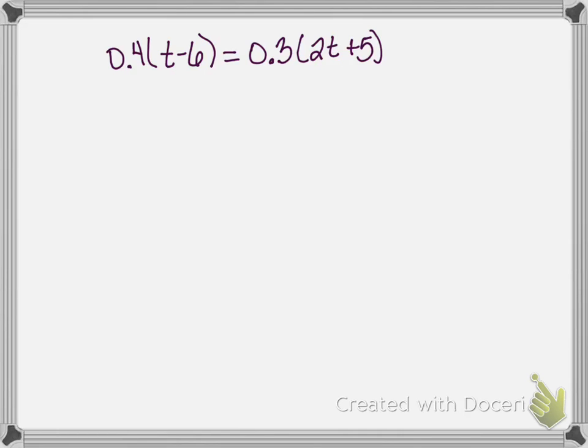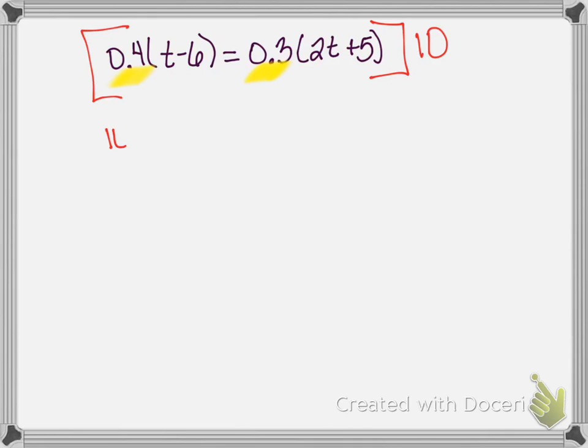But the first thing that I want you to do is look at this number and this number. How many decimal spaces do those have? 1. So what I'm going to do is multiply everything by 10 because I have 1 decimal space. What if I had 2 decimal spaces? It would be 100. Good.